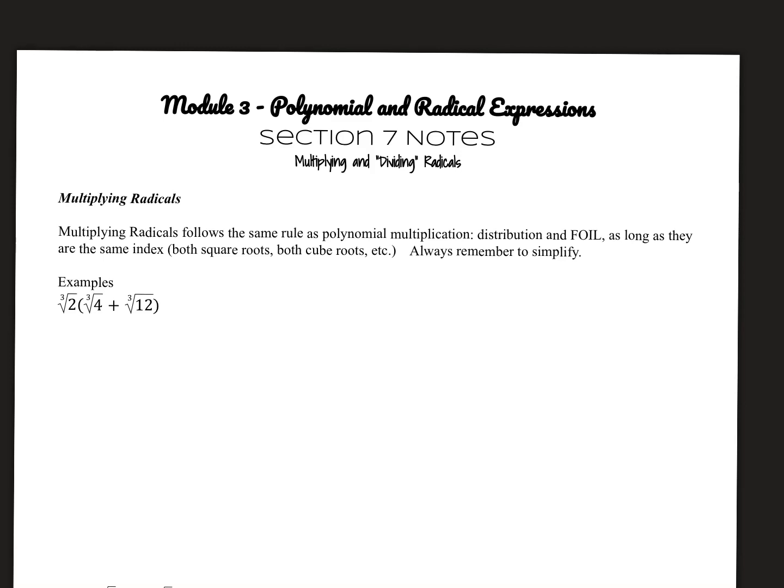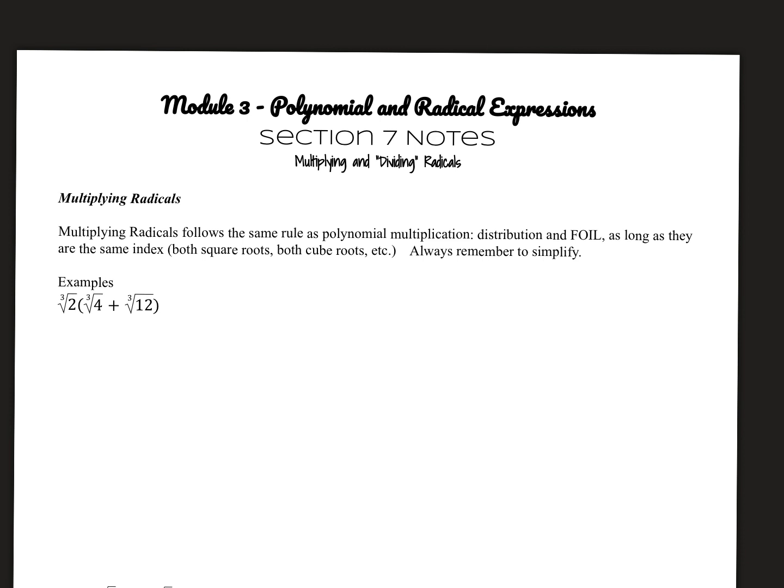So in section 7, we're going to talk about multiplying and dividing radicals. Now, when it comes to multiplying radicals, we kind of already did a little bit of multiplying radicals, but now we're going to do a different form of multiplying where we follow the same rule as polynomial distribution. Multiplication, where we're using distribution and FOIL.